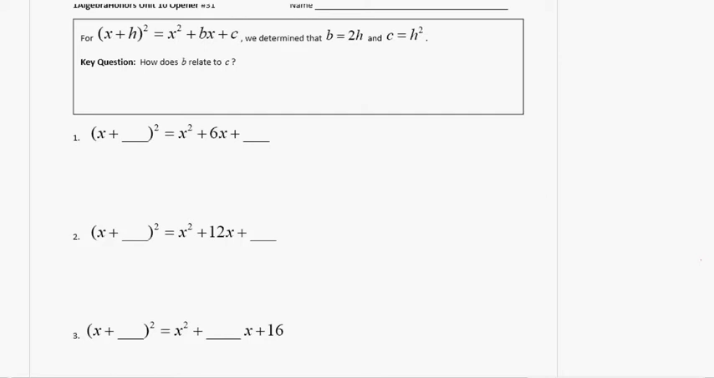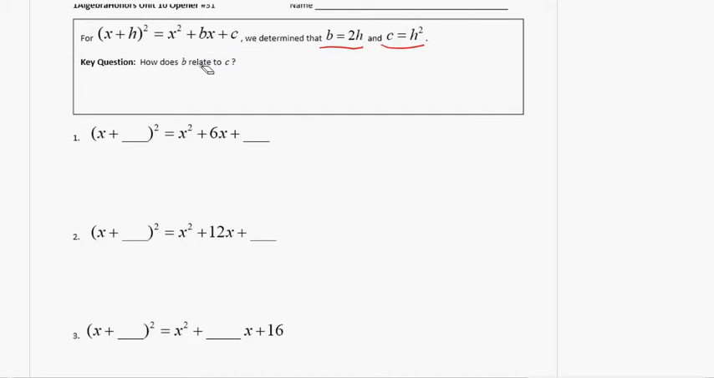So for (x plus h) quantity squared equals x squared plus bx plus c, we determined that b is twice h and c is h squared. But how does b relate to c? How does b relate to c? Right, before we were comparing h or k to b or c, but now how does b itself compare to c? So let's look at it.